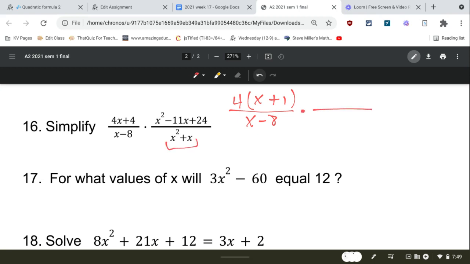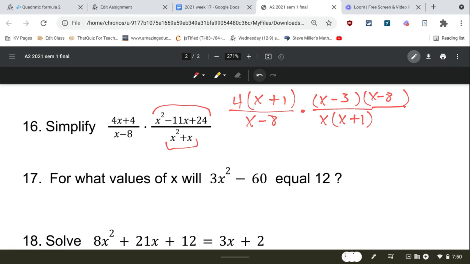The x squared plus x, they have an x in common. Again, that's going to give me an x plus 1 to go along with it. And then the trinomial up top here, let's see here. It's going to be two numbers that multiply to 24 and will also add up to 11. So that's going to be 8 and 3. X minus 3, x minus 8.